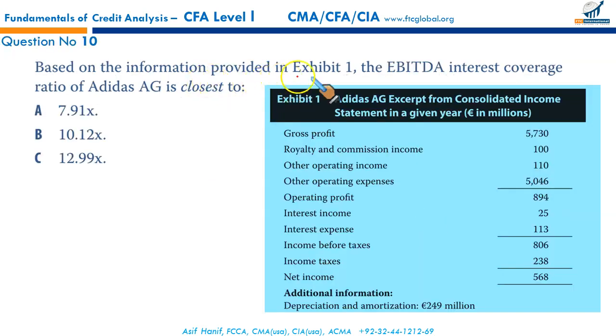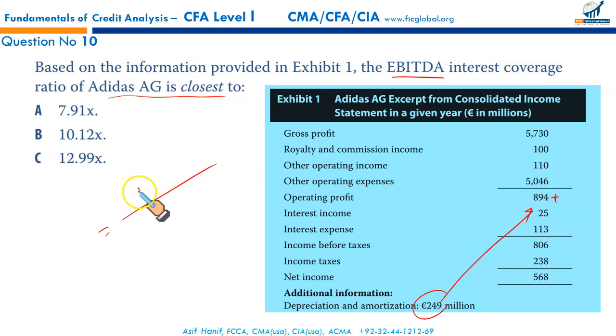Next. Based on the information provided in Exhibit 1, the EBITDA, that is earnings before interest, tax, depreciation, and amortization, coverage ratio of Adidas AG is closest to. So basically for the EBITDA coverage ratio, we need earnings before interest and tax. Take your operating income, add any amortization and depreciation back to this number. So you will have 894 as your operating profit. Add back depreciation and amortization. Nothing else to be added.